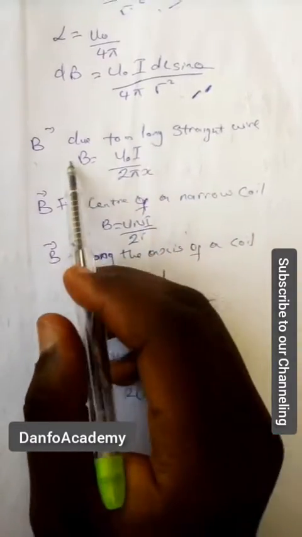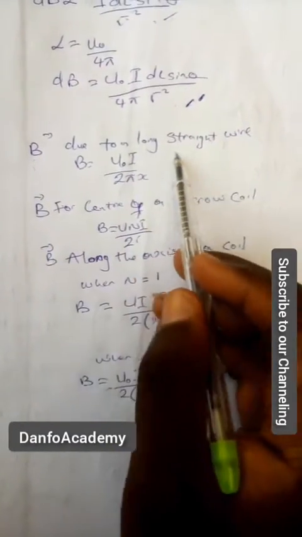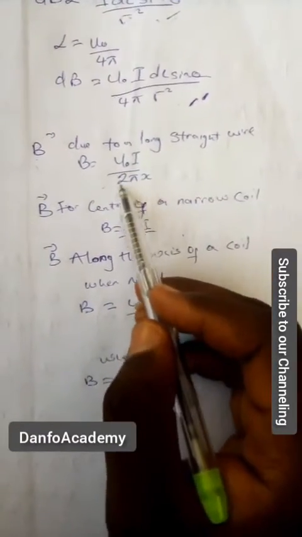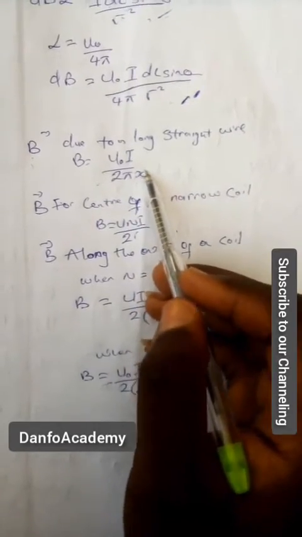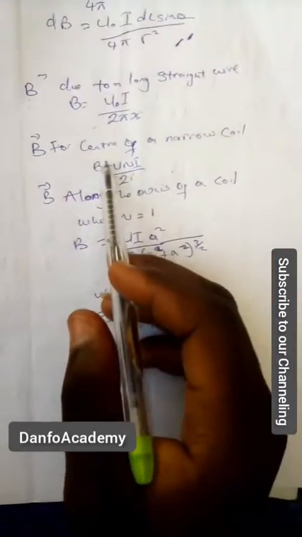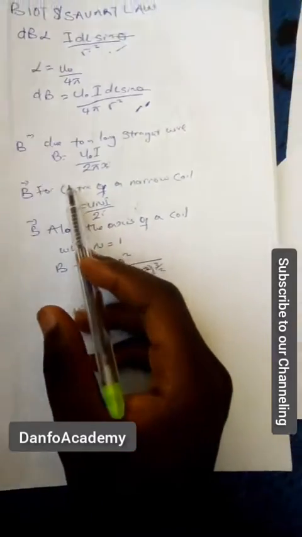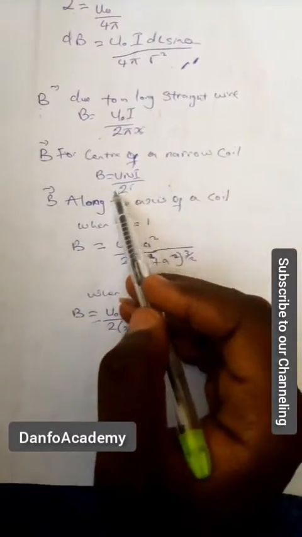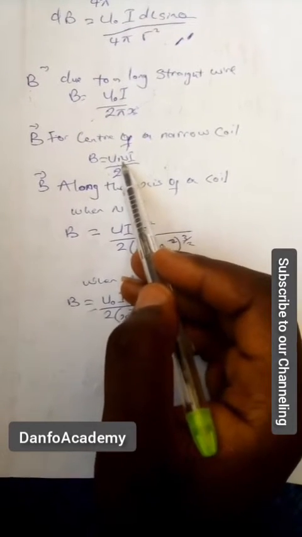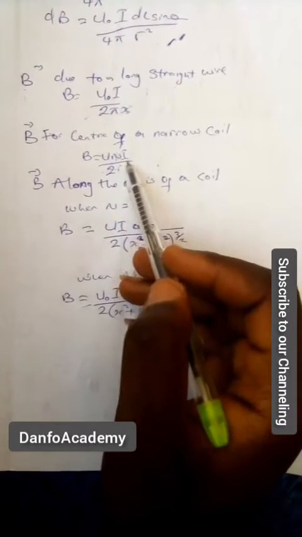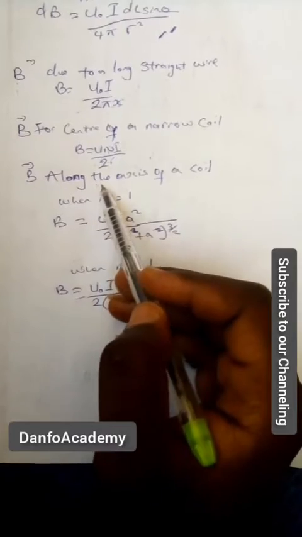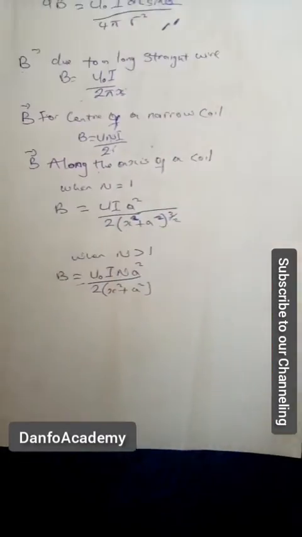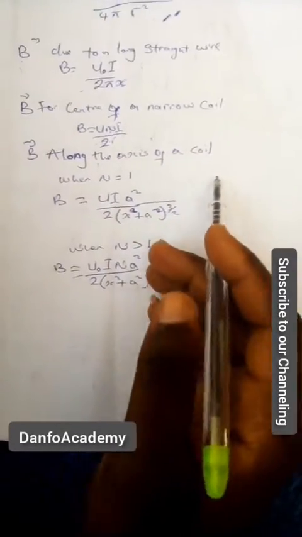Now we also have, when you are asked to calculate the magnetic field due to a long straight wire, you have to use this, μ₀I over 2πx. This x means the distance. When you're asked to calculate the magnetic field strength at the center of a narrow coil, you have to use this, where your N is the number of the what? Turns or the loops, μ₀NI over 2r.